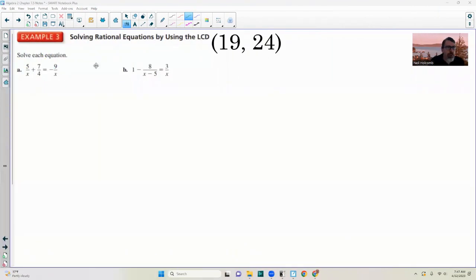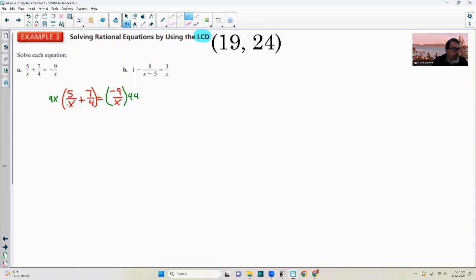Okay, so now we're going to solve equations by using the least common denominator. Okay, so in this case, we have two rational expressions being added equal to another rational expression. So let me start by just rewriting it. 5 over x plus 7 divided by 4 equals negative 9 over x. Okay, so as you can see, I have a 4, I have an x, and I have an x. So the least common denominator would be if everybody had a 4 and an x. Agreed? Okay, so I need 4x. So I'm going to multiply everything by 4x on both sides.